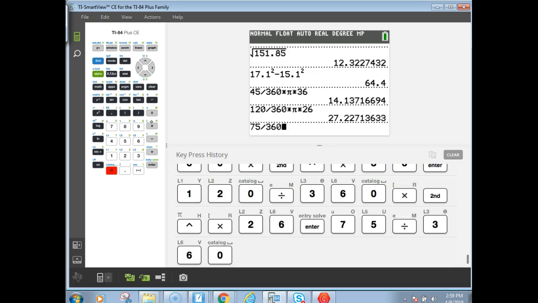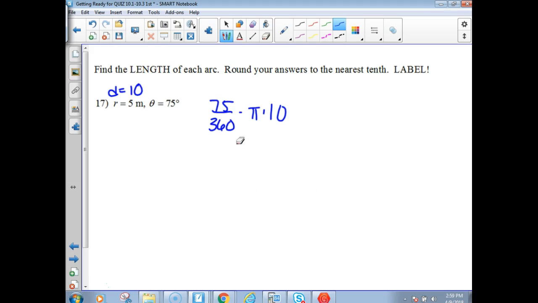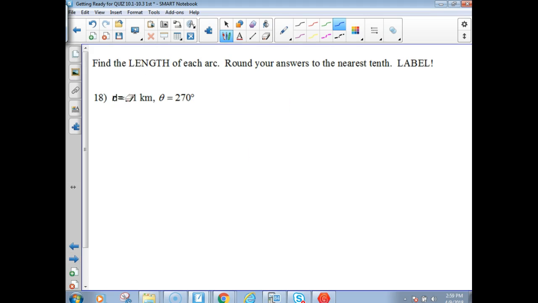Okay, what is that? Somebody finish it for me. 6.5? Yeah, you guys got 6.5? Okay, thank you. Meters. And then the last one here, I think you have a radius of 11, correct? So diameter would be 22. So 270 out of 360 times pi times 22. Don't forget, you use the diameter, not the radius. Find the diameter by doubling the radius.